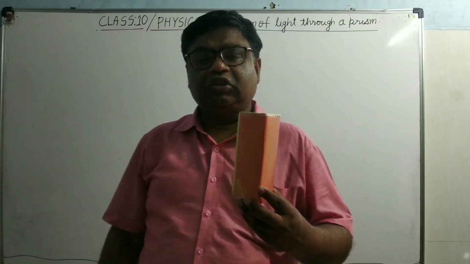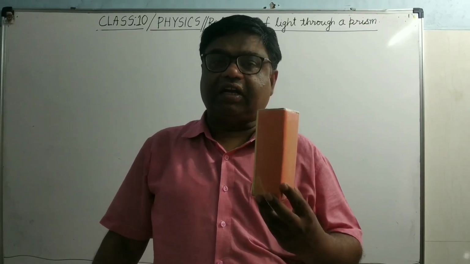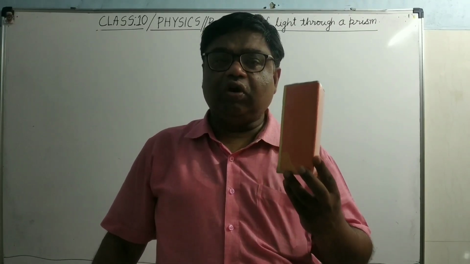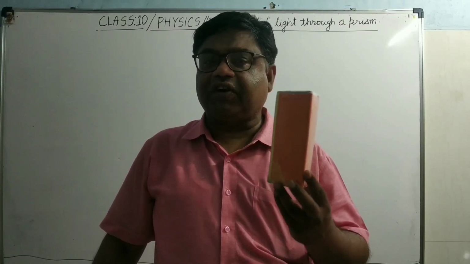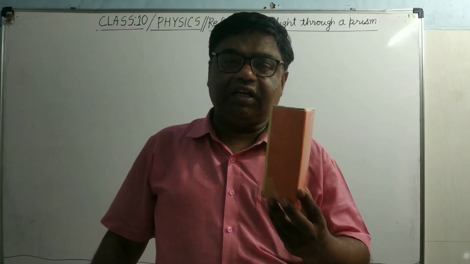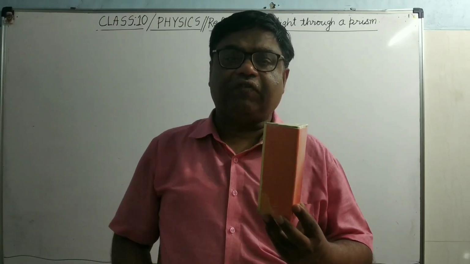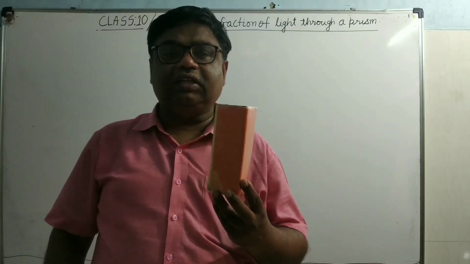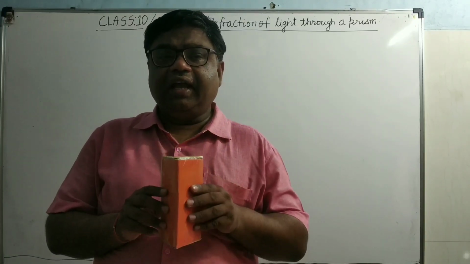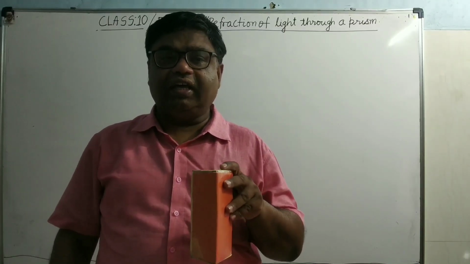It's clear? So a prism is a transparent optical medium bounded by three rectangular faces and two triangular faces. Rectangular faces work as the refracting surfaces, meaning the light ray will enter the prism through these rectangular faces, or come out from these rectangular faces.